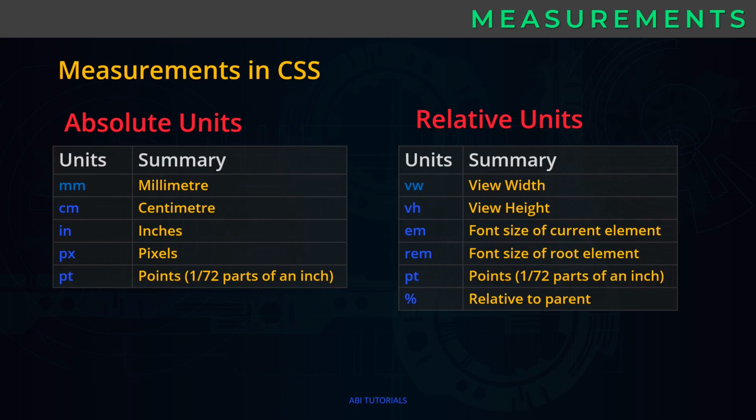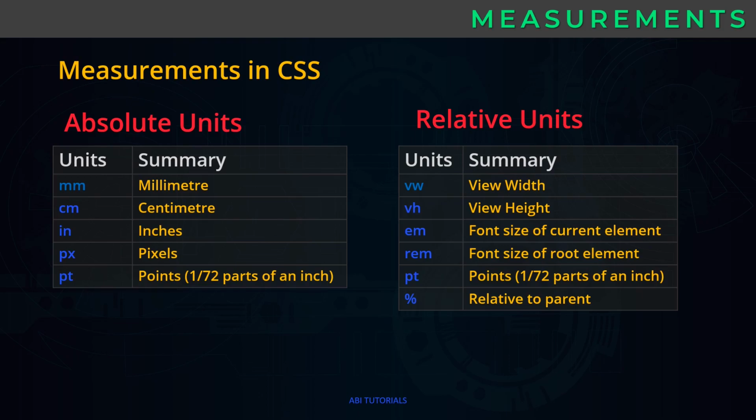Let's now see some measurement units in CSS. Basically, there are two types of measurement units in CSS. The absolute measurement unit and the relative measurement unit. The absolute measurement units are fixed and they will appear in exactly the same size in which they are specified. Please look at the table on the left to identify certain absolute measurements. Among the absolute measurements, the px or the pixel is widely used.